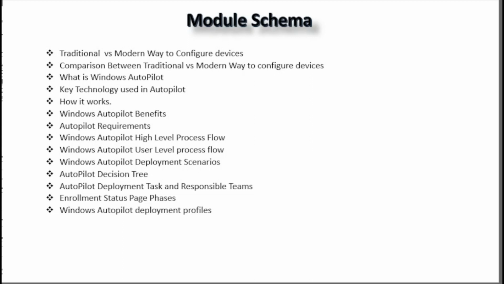and its requirement, high level process flow as well as user level process flow of Windows Autopilot, Windows Autopilot deployment profiles, and Windows Autopilot deployment scenarios as well as a decision tree. Then we will talk about Autopilot deployment tasks and responsible team, and then we will discuss about enrollment status page and its phases. Now let's start with this module.